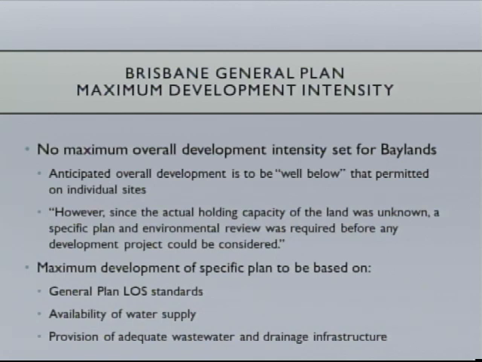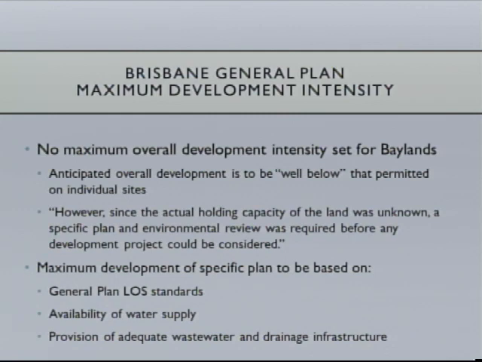It also says very specifically that the holding capacity of the Baylands was not known at the time in 1994, and that a specific plan and environmental review would be done to essentially establish that maximum density overall for the Baylands. That maximum amount of development would be established based on meeting level of service standards, essentially the roadway standards for traffic, how much water supply is available to the Baylands, and then also provision of adequate wastewater and drainage infrastructure.